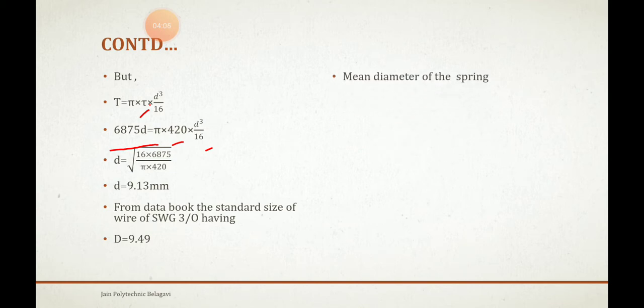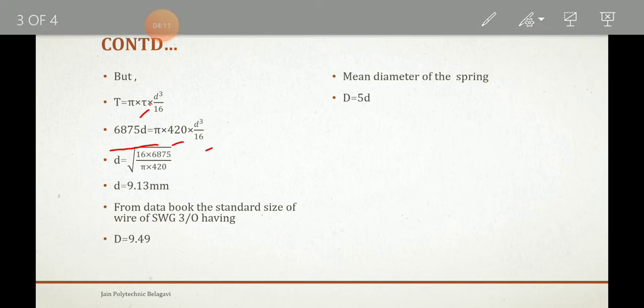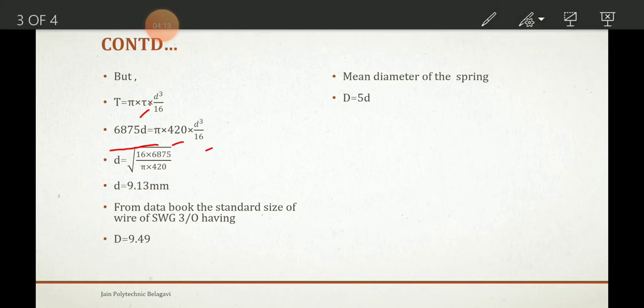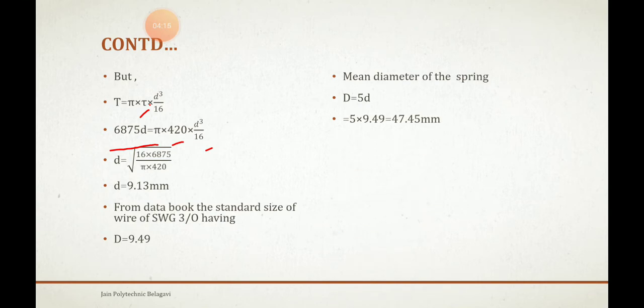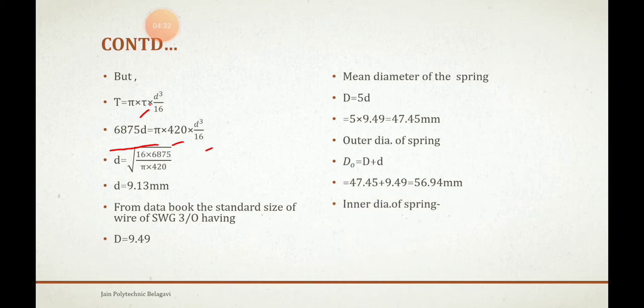Next, we will calculate the mean diameter. D equal to 5d. So small d we already calculated, 9.49. Just substitute it. We will get 47.55 mm as the mean diameter. Outer diameter is capital D plus small d, which is nothing but 56.94 mm. Inner diameter is capital D minus small d, which is equal to 37.96 mm.